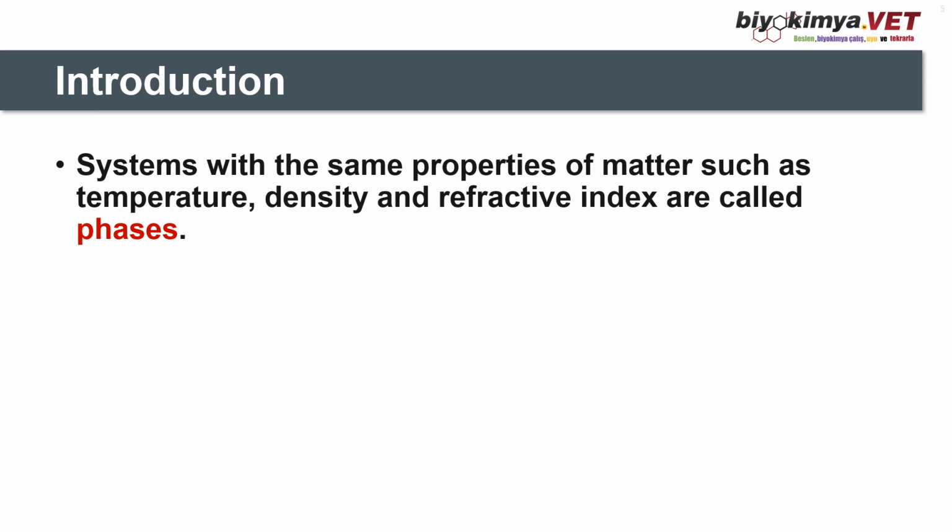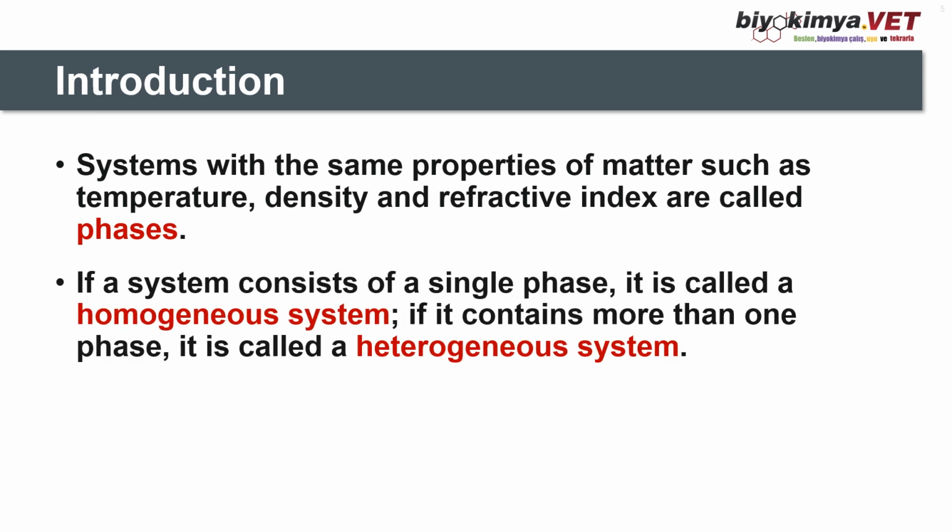Systems with the same properties of matter, such as temperature, density, and refractive index, are called phases. If a system consists of a single phase, it is called a homogeneous system. If it contains more than one phase, it is called a heterogeneous system. A homogeneous mixture has a uniform composition throughout a sample. A heterogeneous mixture does not have a uniform composition throughout the sample. Heterogeneous systems are mixtures of substances in which phase boundaries appear. The upper surface of a phase is called the phase boundary.